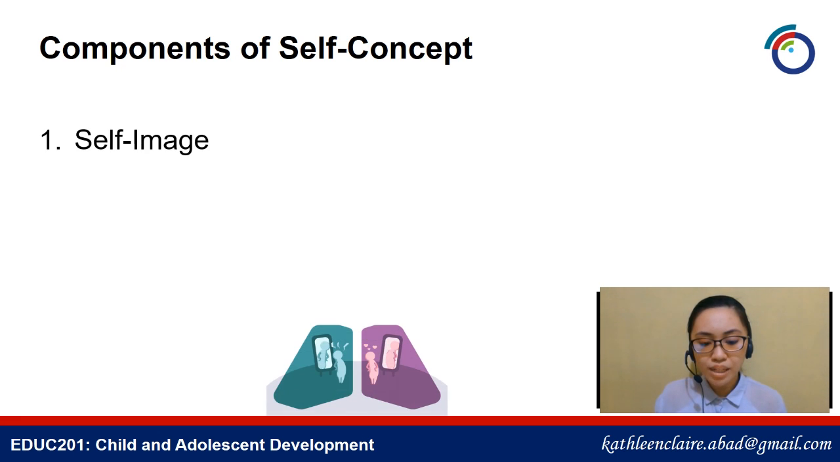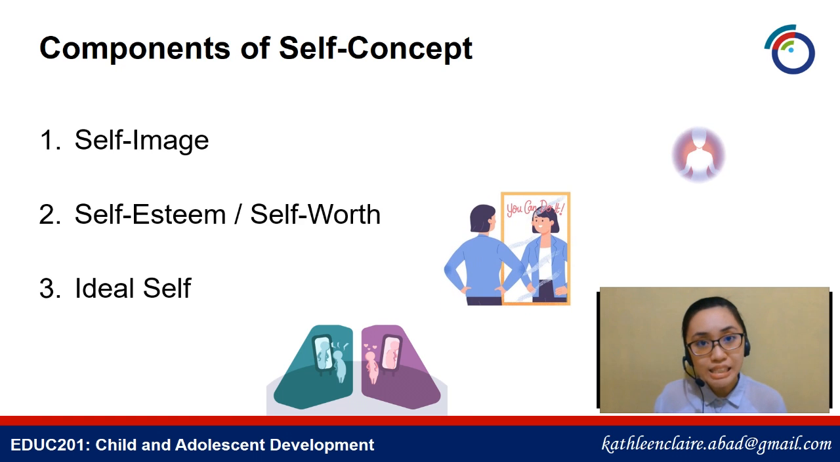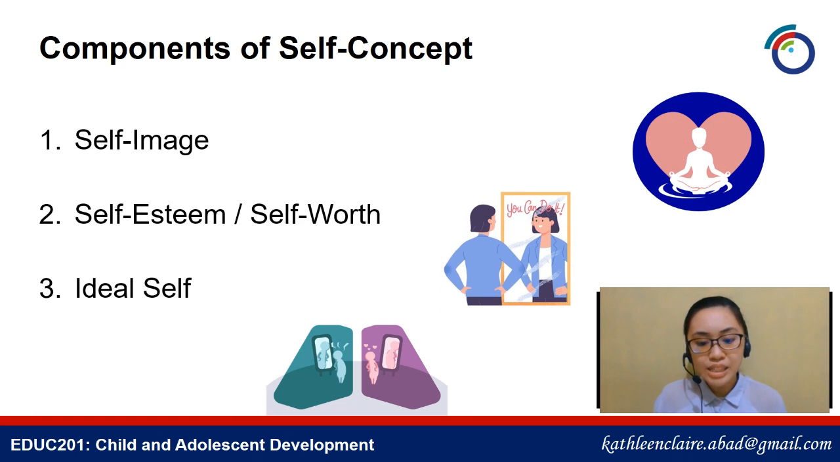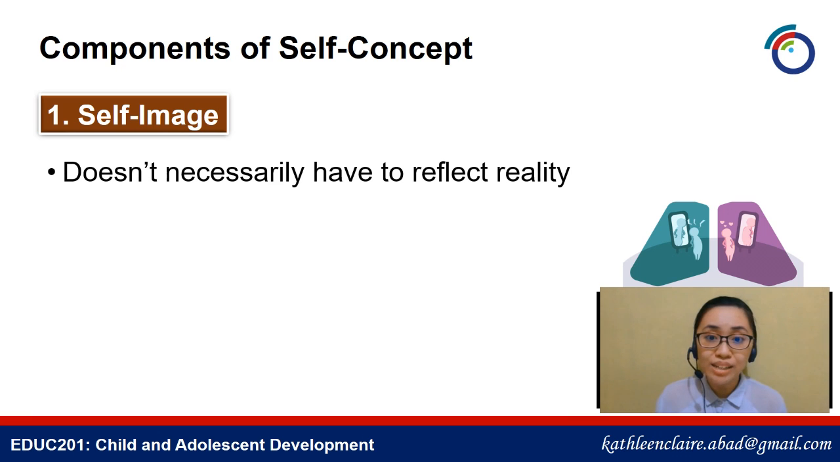So, meron tayong self-image, self-esteem or self-worth, and yung ideal self natin. So, una muna is yung ating self-image or yung pananaw natin sa ating sarili. So, itong self-image na to, this doesn't necessarily have to reflect reality. So, kumbaga halimbawa, in terms of physical appearance, ang paningin natin sa sarili natin is napakapangit. Okay, halimbawa, it doesn't necessarily have to reflect reality. Baka lang kasi, yun yung pananaw natin sa sarili natin.